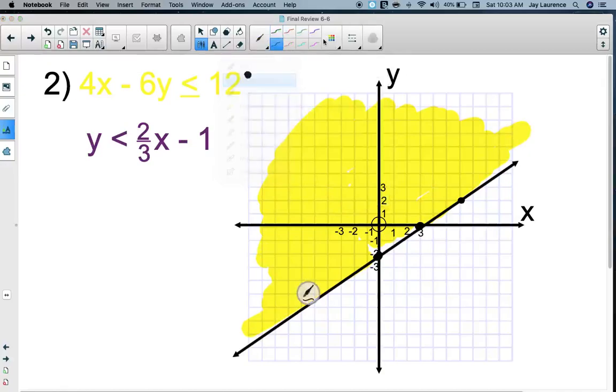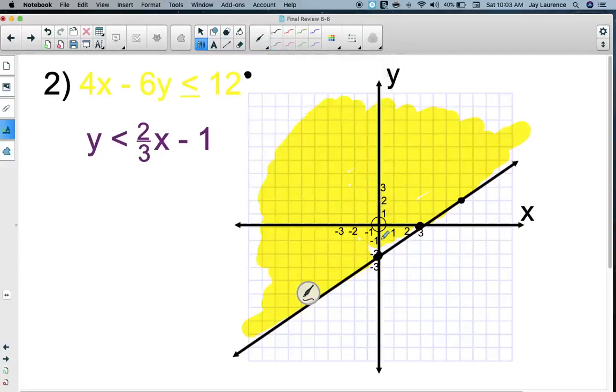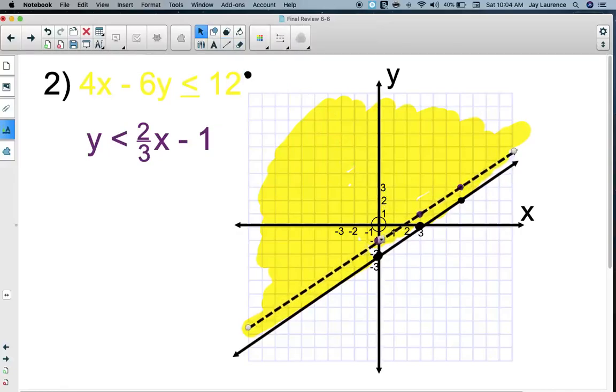Let's see here. Okay, slope-intercept form, it's at -1. Y-intercept's at -1. Slope is 2/3. Ooh, they're parallel. 1, 1, 2, 1, 2, 3. Yeah, they're parallel. You're going to get a parallel line, except this line's going to be broken. It's going to be a broken line. And I'll color code that just so you can tell what's going on. I'll make it purple, or purple as I like to say.